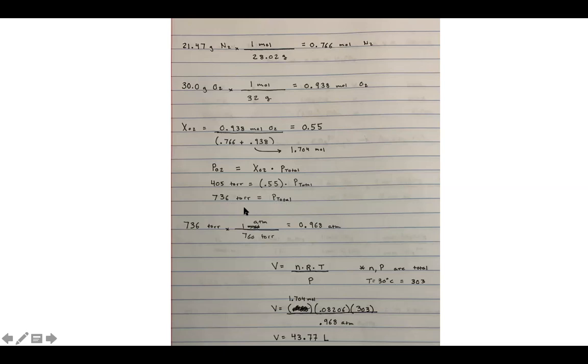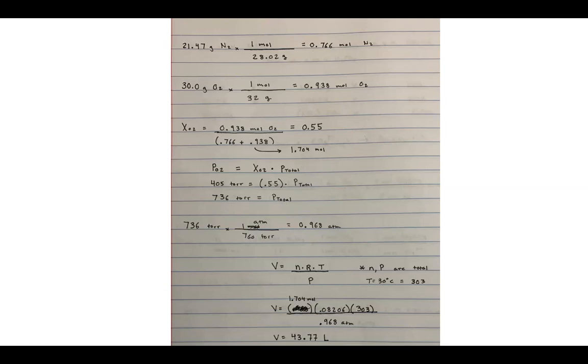Which you can then convert to atmospheres using the conversion factor. 1 atm is 760 torr, and you find that the total pressure is 0.968 atmospheres. Okay. Are there any questions up to that point?